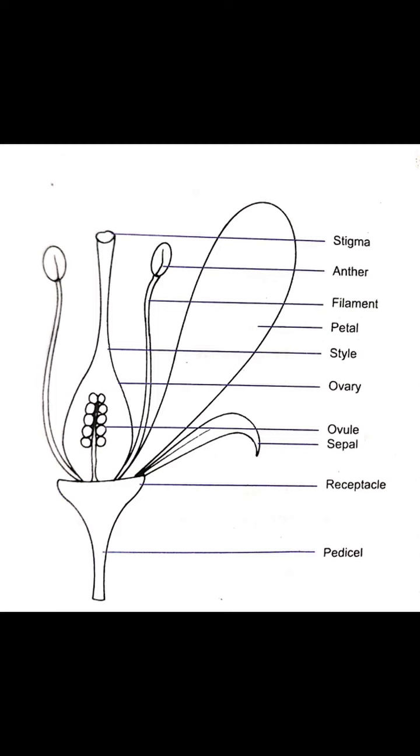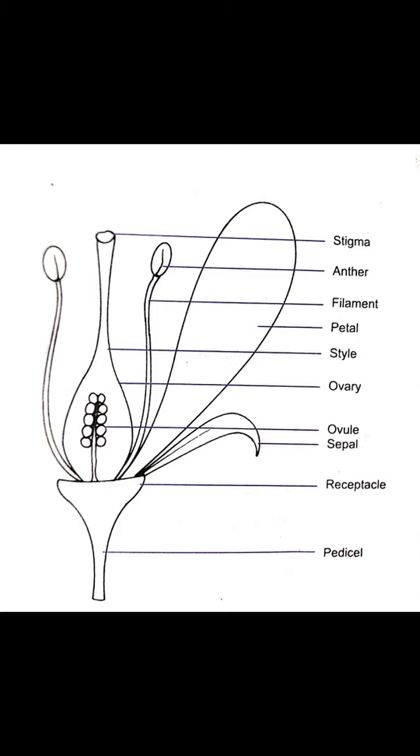The next part is stamen. Stamen contains anther and filament. The next part is pistil or carpel, which contains stigma, style, and ovary. In ovary, there are presence of ovules. So this is the basic structure of a flower. Students, now you have the idea of the basic structure of a flower.